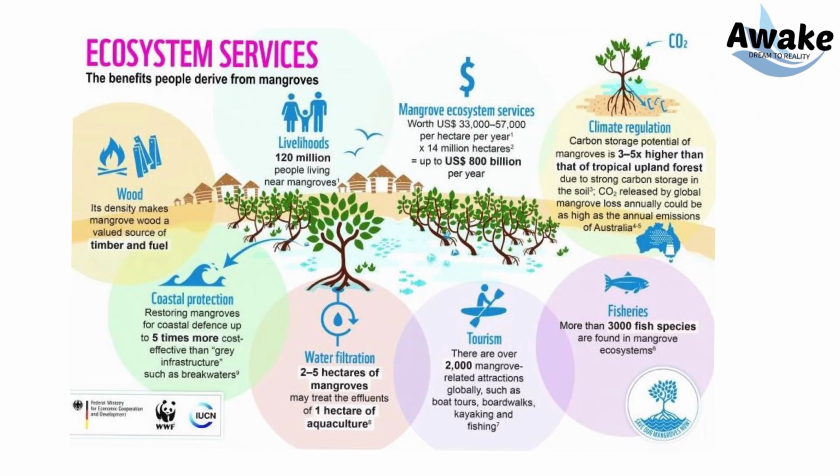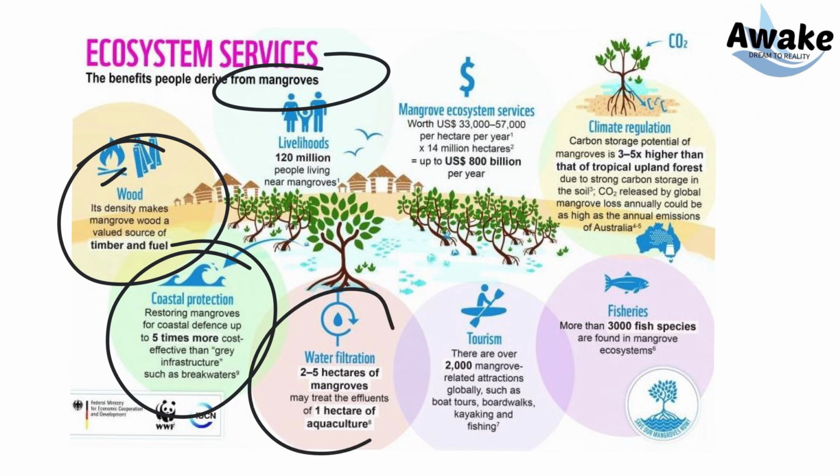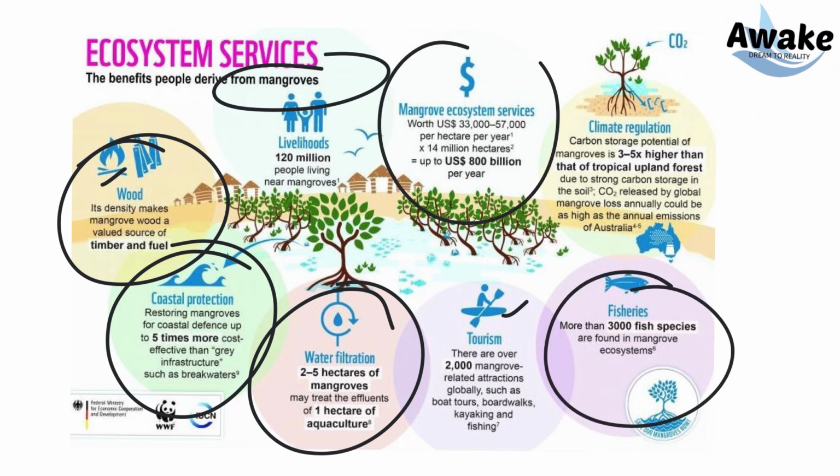And then ecosystem service: how these ecosystems are benefiting people, how they are supporting us. When we take mangroves, they provide wood, which is a source of energy. Also they are protecting the coastal area. The restoration of mangroves in the coastal area is very important. Even water filtration is possible, and it contributes to the tourism sector, fisheries, and mangrove economy. We can see here climate regulation is possible.